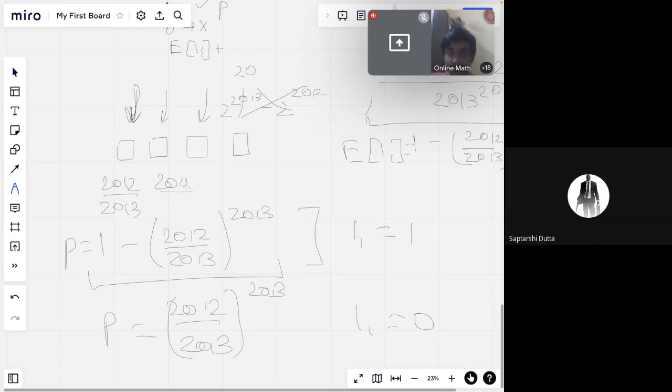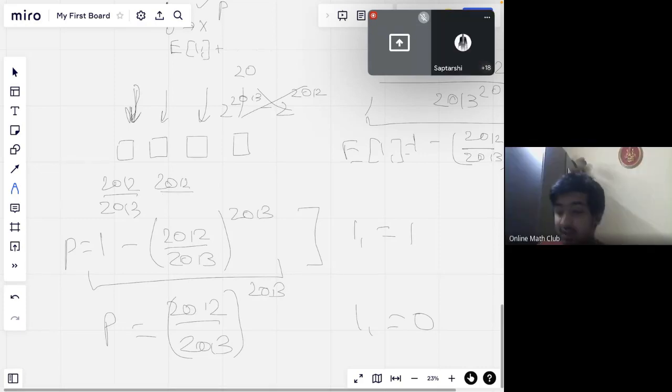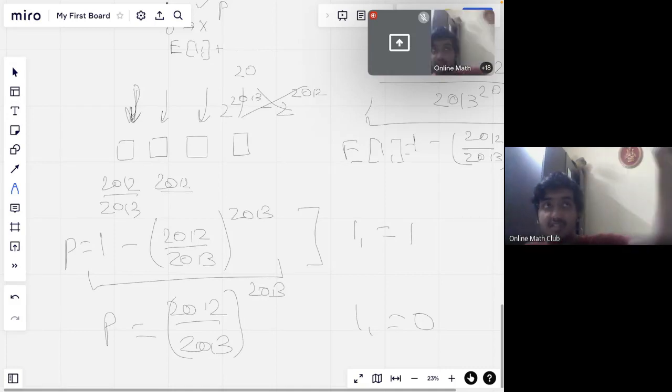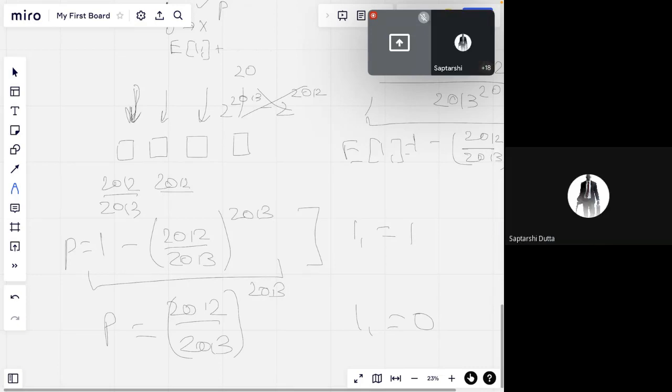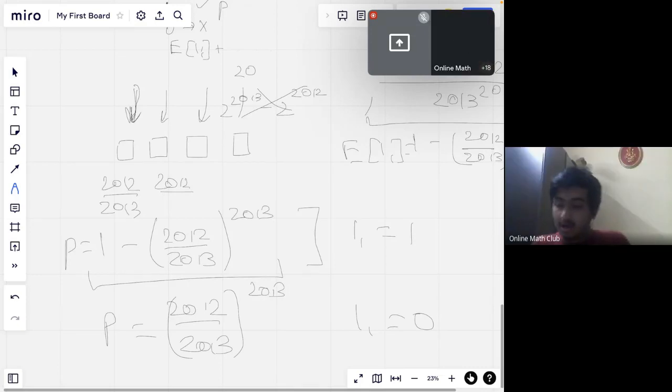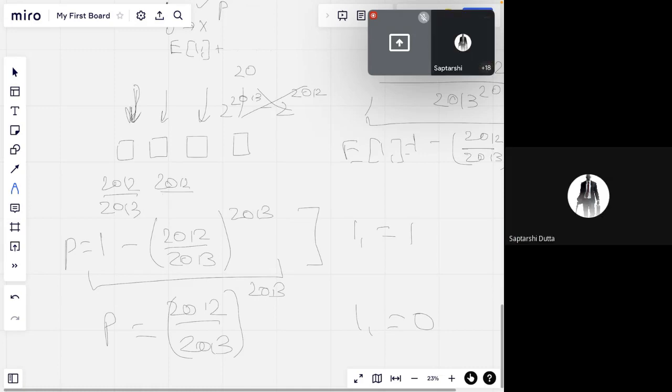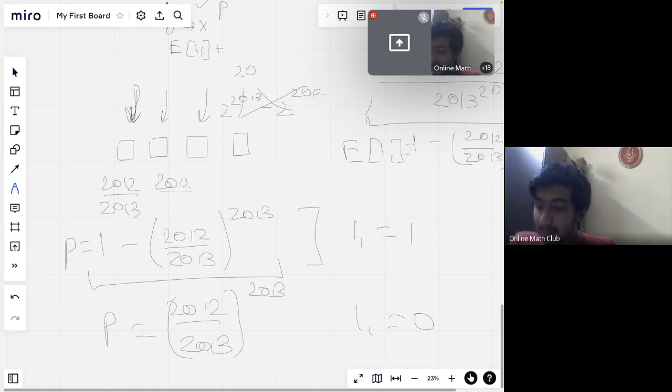So 1 is not there in the set. One is not the first variable. For the first variable, we're choosing randomly between 1 and 2013. So the probability that one is not in the set is 2012 by 2013. The probability is the same for the second variable and so on.